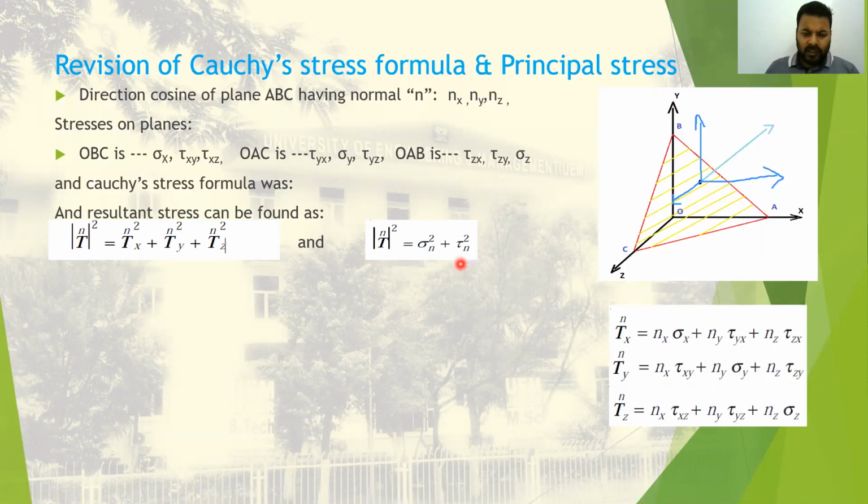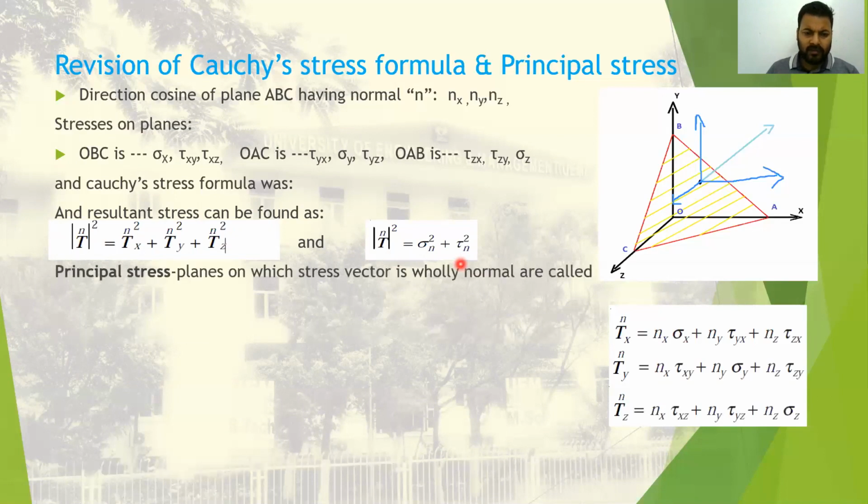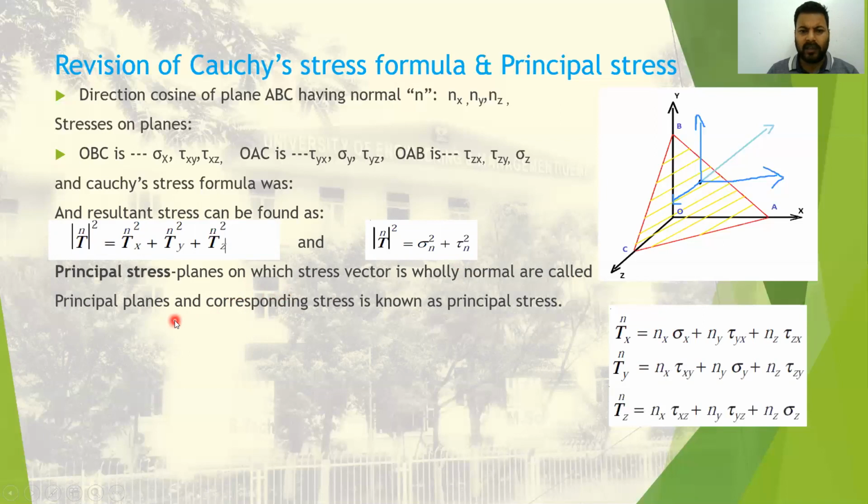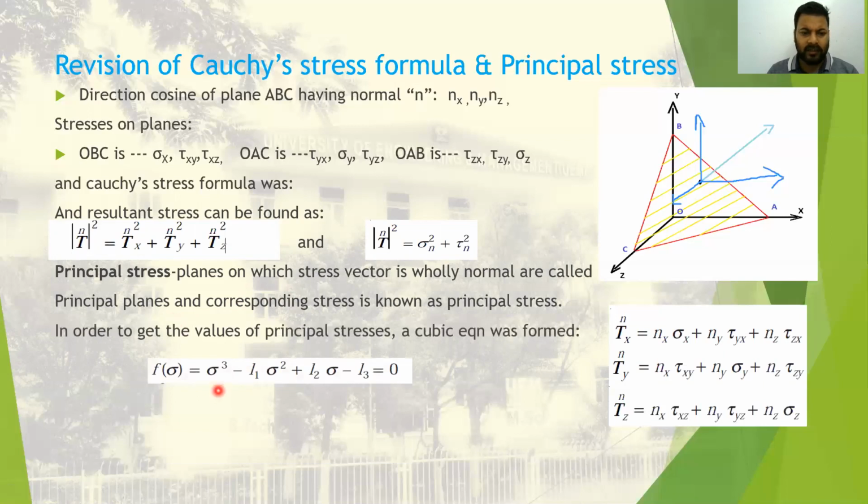After deriving the Cauchy stress formula, we faced some questions which led to principal stress. A plane on which the stress vector is wholly normal is called a principal plane, and the corresponding stresses are known as principal stresses. Principal stresses were found with the help of a cubic equation: sigma cube minus L1 sigma square plus L2 sigma minus L3, where L1, L2, and L3 are stress invariants. In the previous lectures, we learned how to find the values of L1, L2, and L3.